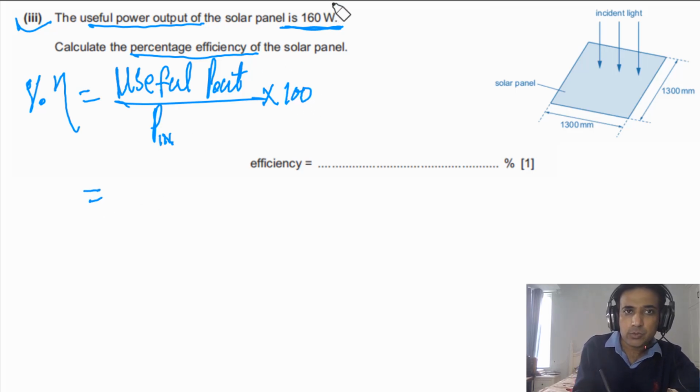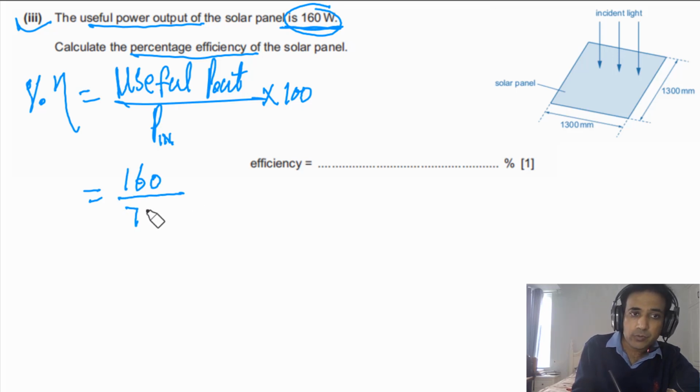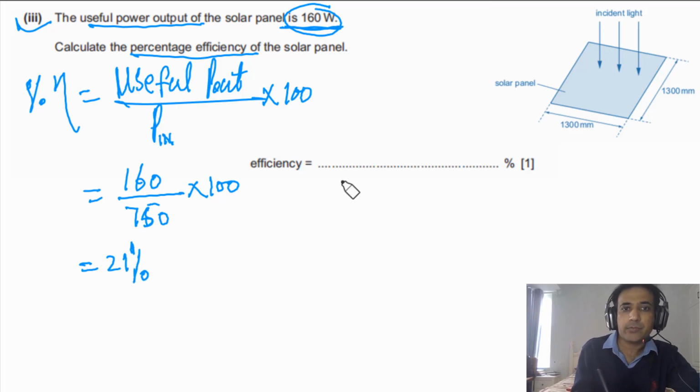In this case, useful P out is given, that is equal to 160 watts, and input was given to us in the last part, that was equal to 750. Now simply we need to multiply this one with 100. So in this case we will get 21%. So this is our answer, 21%.